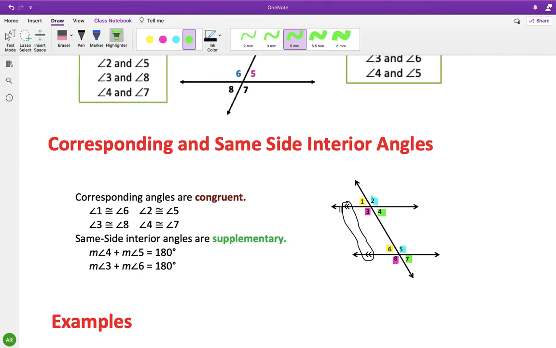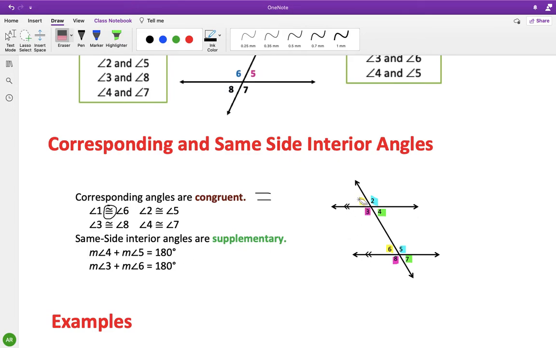So the key here: if the lines are parallel, corresponding angles are congruent. Remember, congruent is just a fancy way of saying equal. This symbol right here looks really similar to an equal sign. That just means congruent. If you have that little tilde above the equal sign, that's an indication that those measures are congruent, or equal. Okay, now, same side interior angles are supplementary angles.